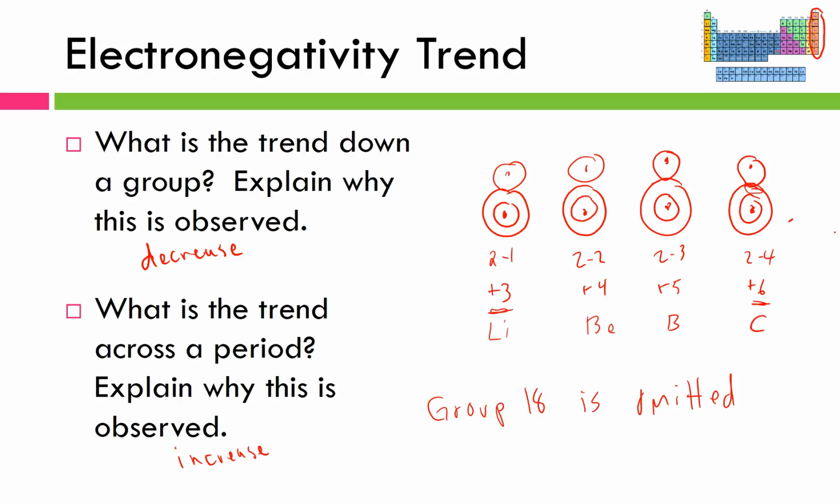So our most electronegative atom on the entire periodic table is going to be fluorine. It is closest to the top, and it's farthest to the right, excluding column 18, the noble gases.